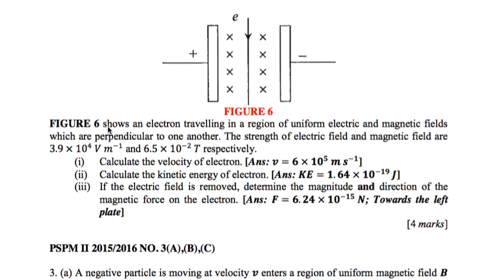Next question, figure 6 shows an electron traveling in a radial uniform electric field. So you have an electric field here, and this is a positive plate.